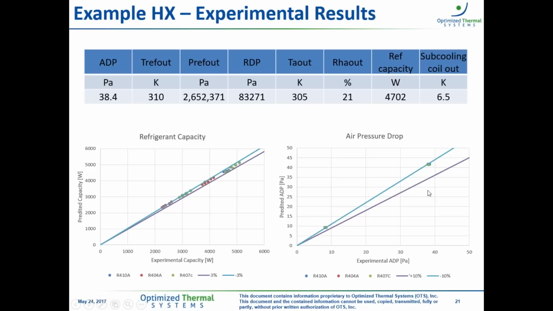And here I have some simple graphics just showing the summary of tests that we conducted using R410A, R404A, R407C to predict the capacity and the airside pressure drop, and comparing those predictions on the y-axis against the experimental results on the x-axis. So this is just a quick demonstration of the performance of these correlations and the use of this model in CoilDesigner to predict some experimental results. And we'll be publishing some papers on this in the future to summarize the experimental work that's been conducted to verify these correlations.